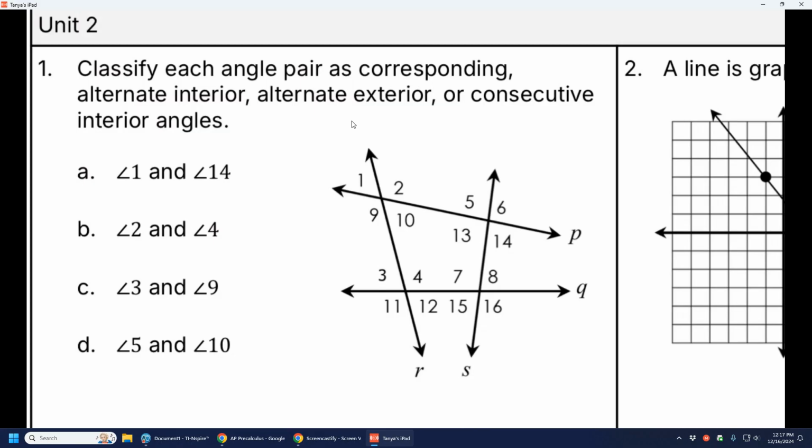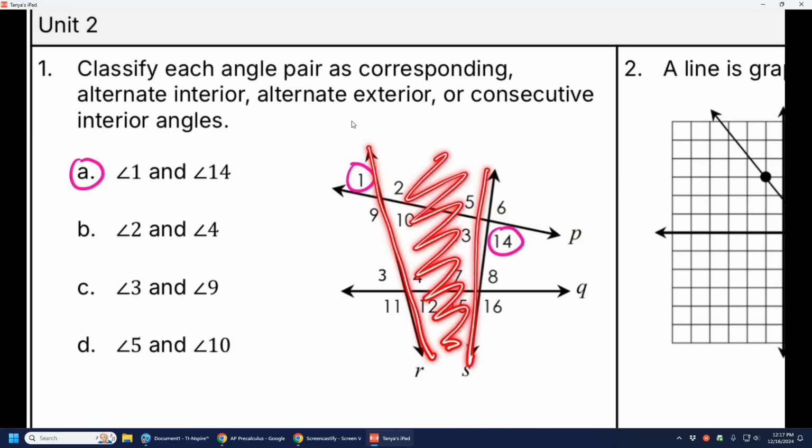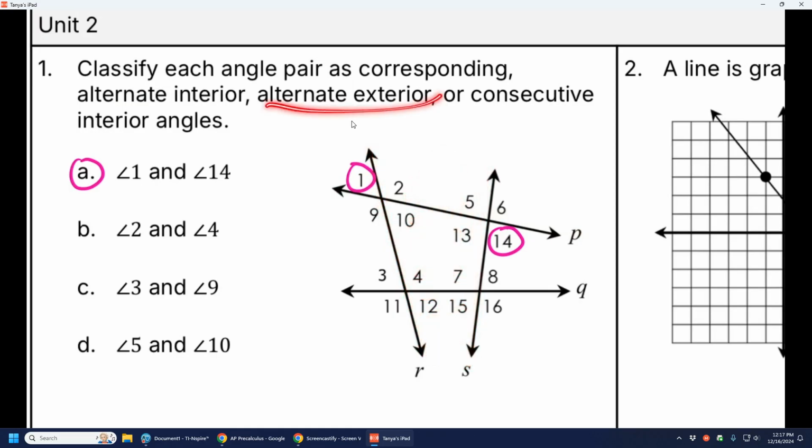So part A, I'm going to use pink. Angle 1 and 14. So here is 1 and here is 14. So notice that they both touch line P, but one's on top and one's on bottom. So right away, I know that means that they're one of these that say alternate. And then now looking at these two lines, this would be the in-between, that's interior, but my two angles are exterior, so that means alternate exterior for 1 and 14.